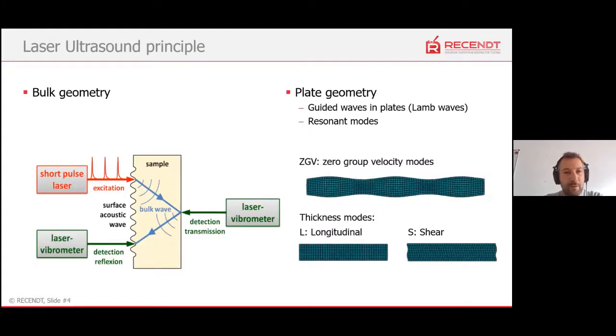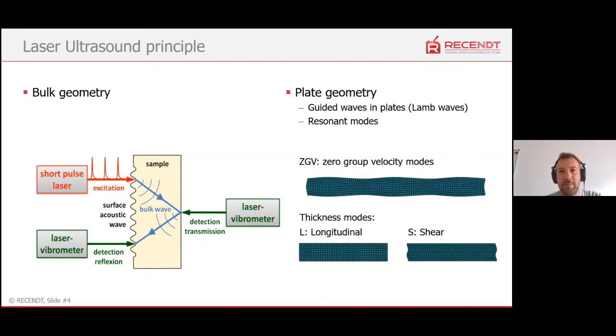So we have different waves which are propagating in the material. For example, for a bulk geometry, we have the bulk waves, which travel longitudinally or transversally through the material. And we also have surface acoustic waves, the Rayleigh waves, which travel along the sample surface. When we are measuring a plate geometry, we have guided waves in the plates, like the Lamb waves, which occur in resonant modes. There are the zero group velocity modes, and also thickness modes, like the longitudinal and shear modes.